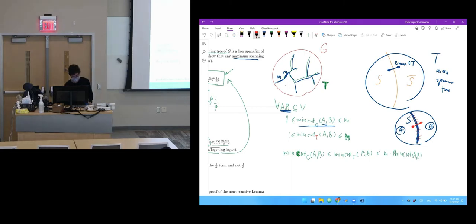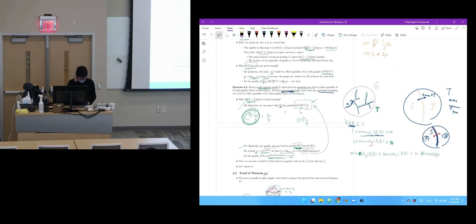And now, just from this observation, you can conclude, by scaling the tree a bit, that a maximum spanning tree will be a cut sparsifier with quality M. So we should multiply M into... Yes. All right.